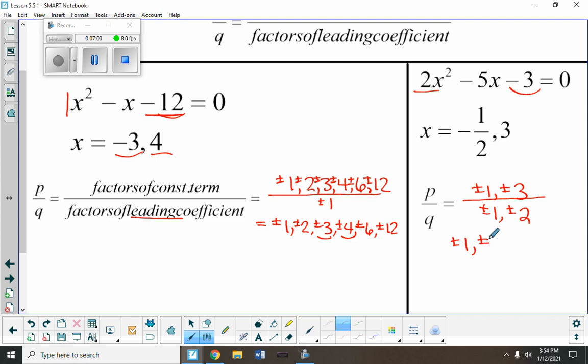So 1 divided by 1 is 1, 3 divided by 1 is 3, and then you're going to have 1 divided by 2, and 3 divided by 2. So these are all of your possible factors. Now, sure enough, negative 1/2 is an answer, and 3 is an answer.